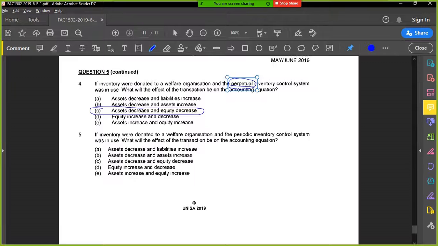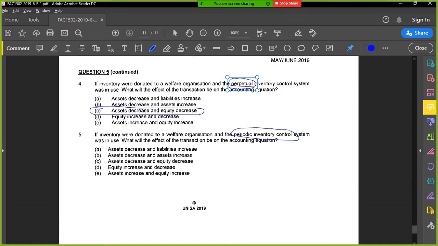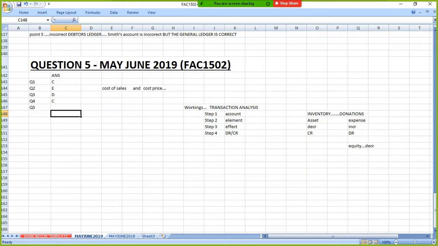And then number 5. If inventory were donated to a welfare organization and the periodic system was used. This one you can do. Get the right answer here. I'm not sure. Inventory related. So debit. Hold on. Debit inventory. No, not debit inventory for periodic. Oh, purchases. That's not even an option though, actually.